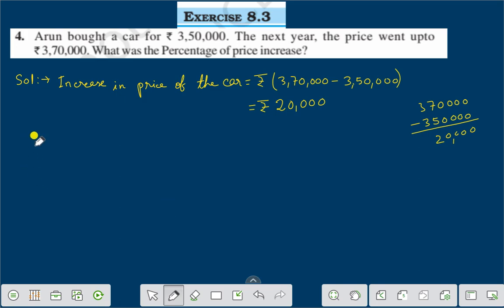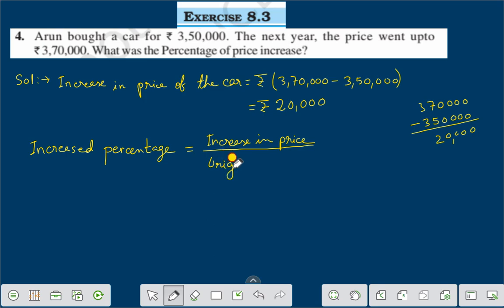Therefore, percentage increase is equal to increase in price by original price into 100%.